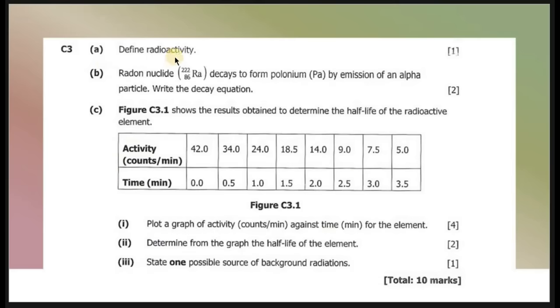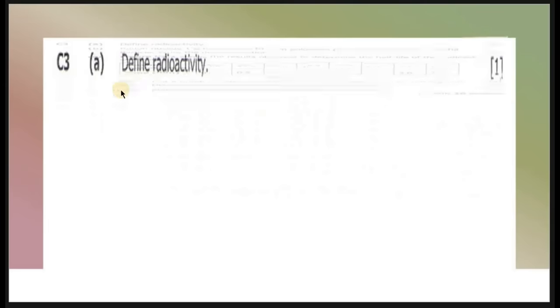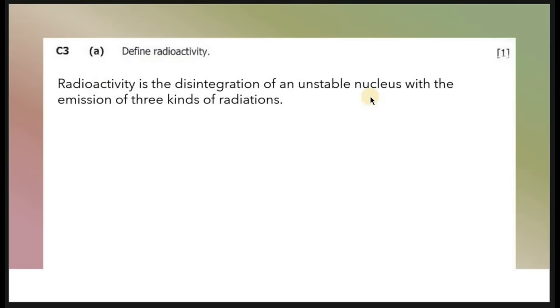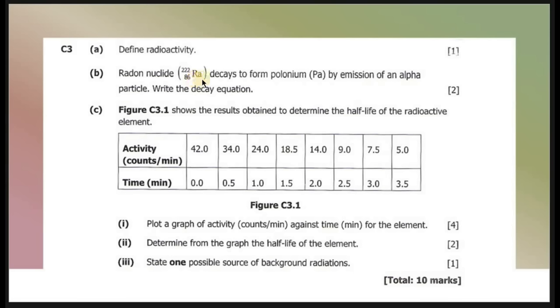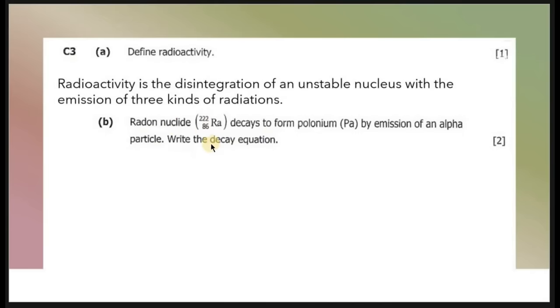C3. One, define radioactivity. Radioactivity is the disintegration of an unstable nucleus with the emission of three kinds of radiation. Then the next question: radon-222 (atomic number 86) decays to form polonium by emission of an alpha particle. This question has come before, even in previous papers. Then they are asking to write the decay equation. I'll keep the question here so that I can track it.